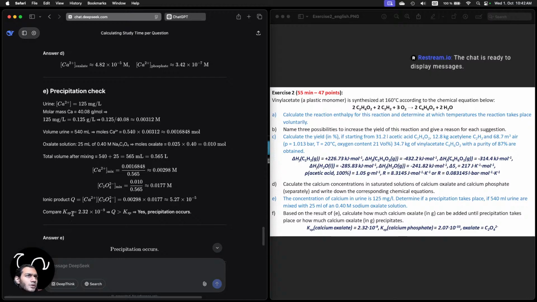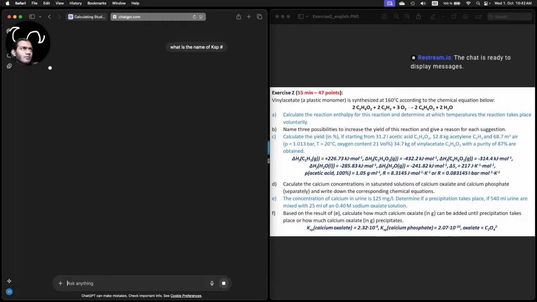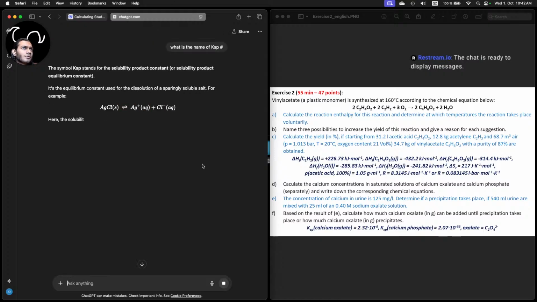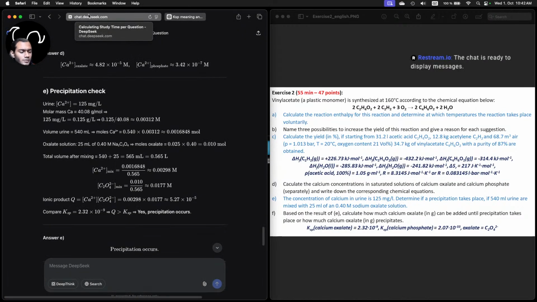So for this question, we calculate the QP, the ionic product, and compare it with KSP. KSP is, oh, I forgot, concentration product. Solubility product, yeah. That's what it is.